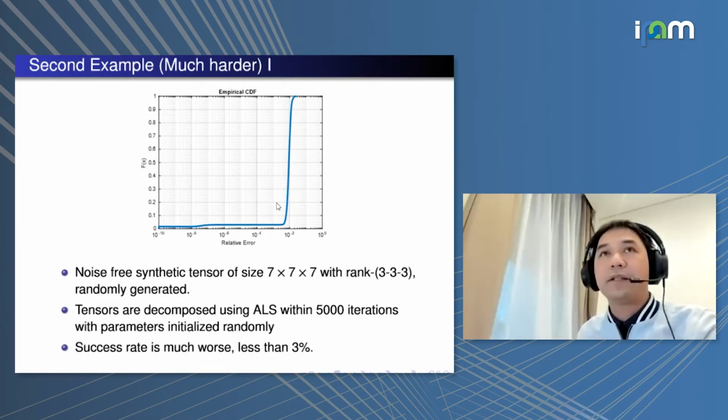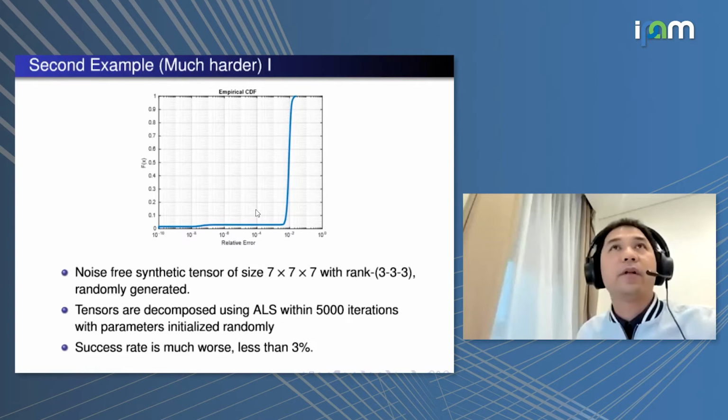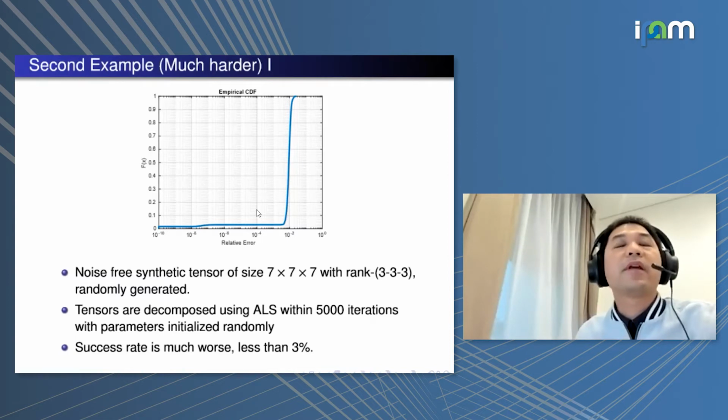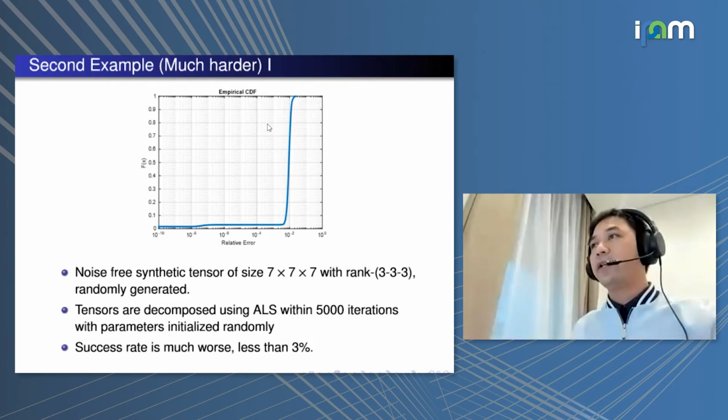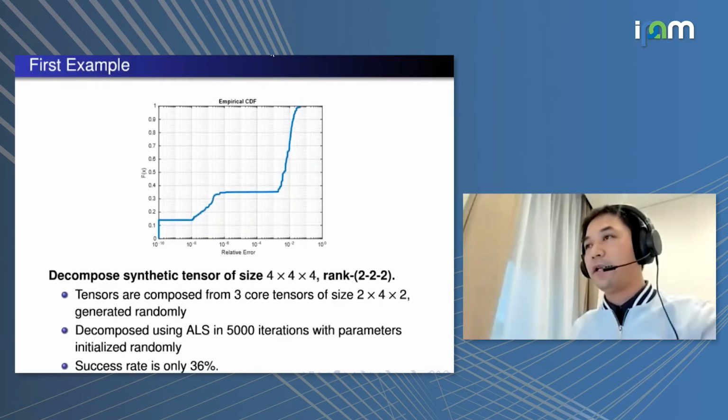We'll show you later how we can deal with this problem. But I don't think that addressed my question. The point, your synthetic tensor, is it at least in principle constructible via a tensor network with these dimensions? With the dimension 7 by 7, yeah. So we have 3 core tensors. We generated following the expression of the tensor network.